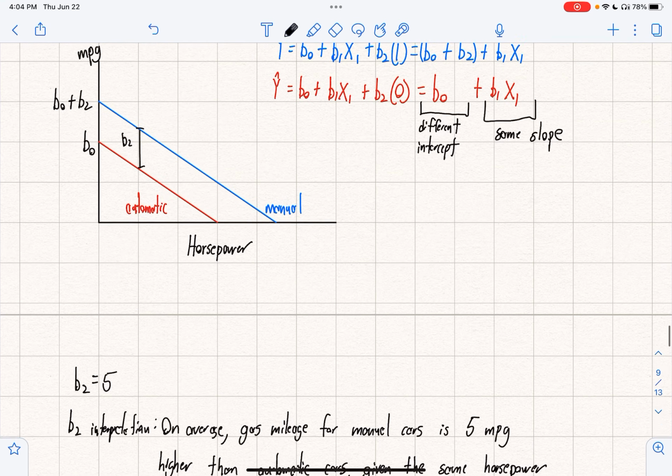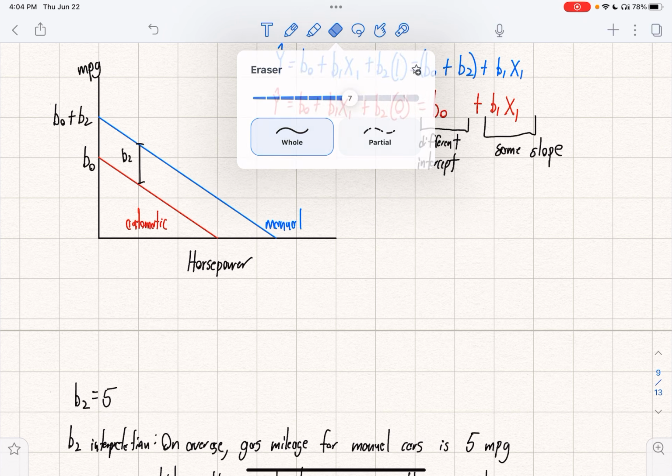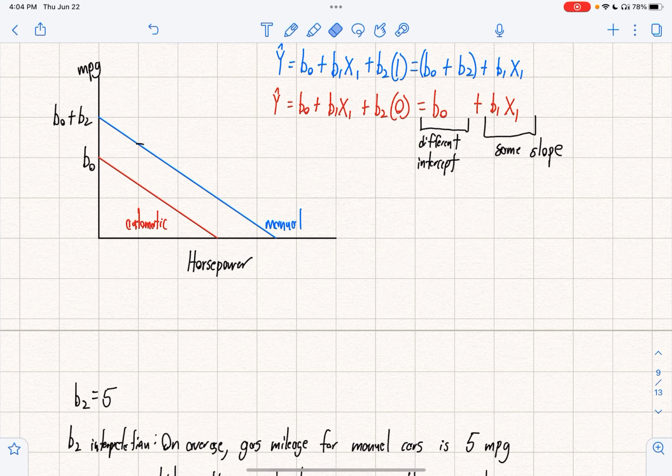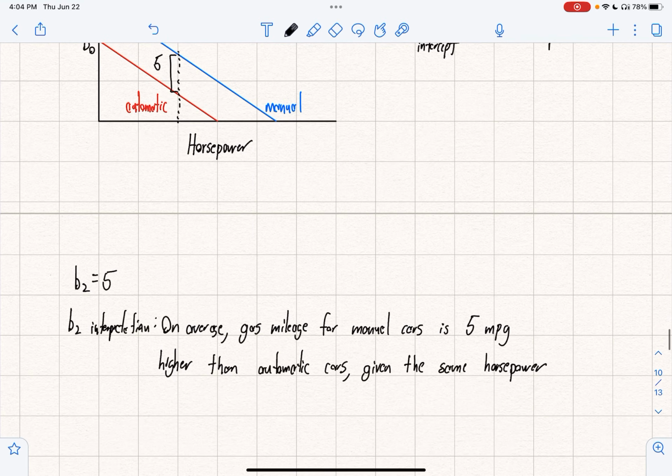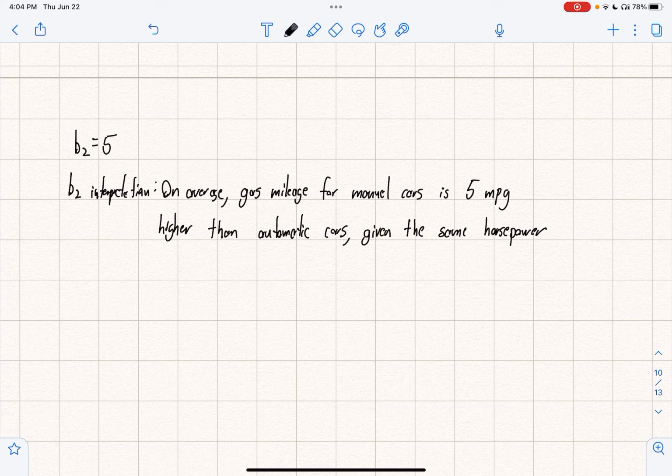Right, we have to compare apples to apples here. So if we're looking at this point here, if we wanted to say for a particular horsepower, so for this horsepower, this difference here would be 5 miles per gallon. So for the same horsepower, manual cars should get about 5 miles per gallon better than automatic.